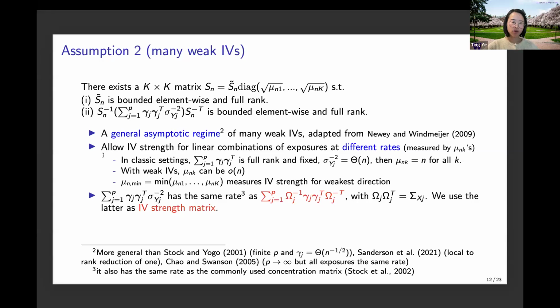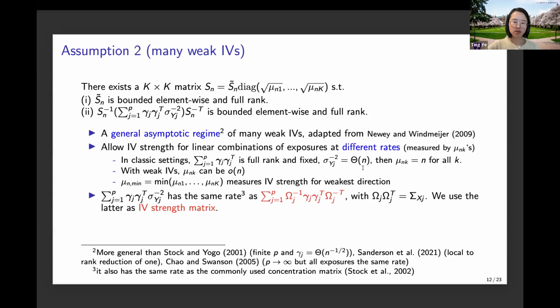So this allows IV strength, again, for different linear combinations of exposure to converge at different rates. And this is measured by the mu k's. And in the classic setting where these association parameters are all fixed, so they are not a drifting sequence as sample size goes to infinity, and the matrix is full rank, and if it's a common IV, then the inverse variance will be in the order of sample size. And then we can see that actually all the mu k will be equal to n. So this means that all the exposures will be of order n.